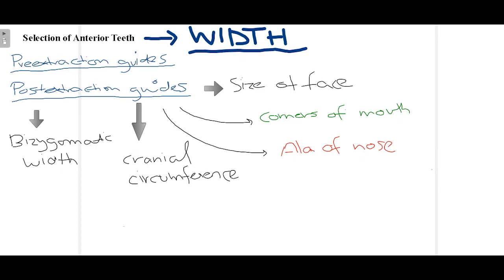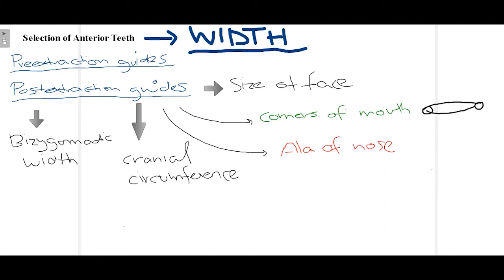Now secondly, corners of the mouth. Corners of the mouth are used as a reference for the maxillary occlusal rim, and at these points the distal surface of the canine is present, like here. So these are used as a reference for setting up the anterior teeth.